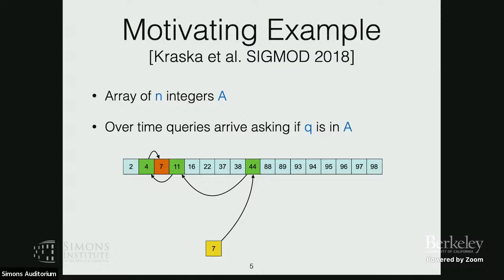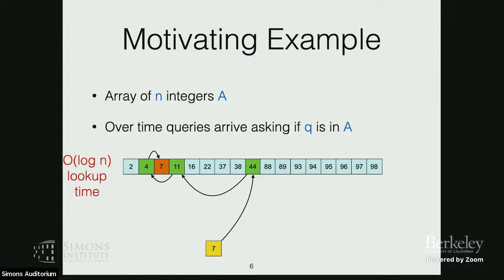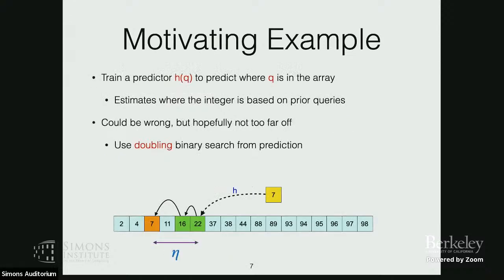Good. So worst case running time, it's going to take log n time. You know, for almost everything we search for, it's going to be about log n time, worst case, and also in practice. All right, but now consider the following idea. I train a predictor h of q. A number comes in, and I'm going to predict where this number is in the array. So for example, 7 comes in, I say, hey, I think 7's here.